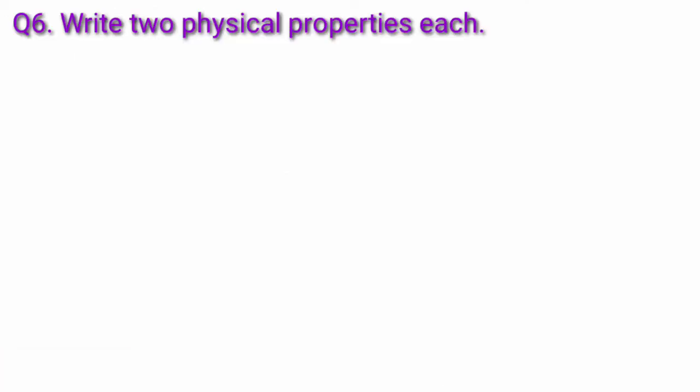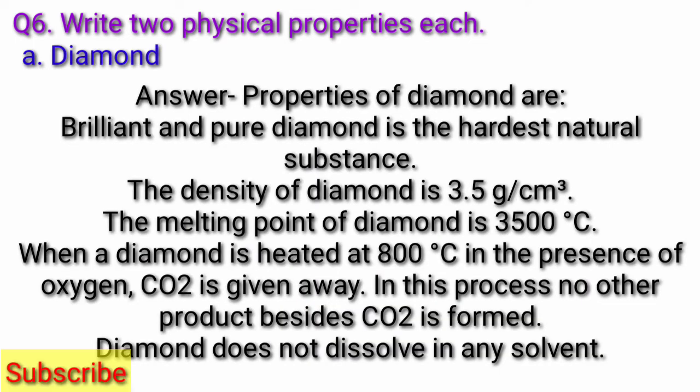Question 6. Write two physical properties each. Question A. Diamond. Answer. Properties of diamond are: brilliant and pure, diamond is the hardest natural substance. The density of diamond is 3.5 gram per centimeter cube. The melting point of diamond is 3500 degrees Celsius.